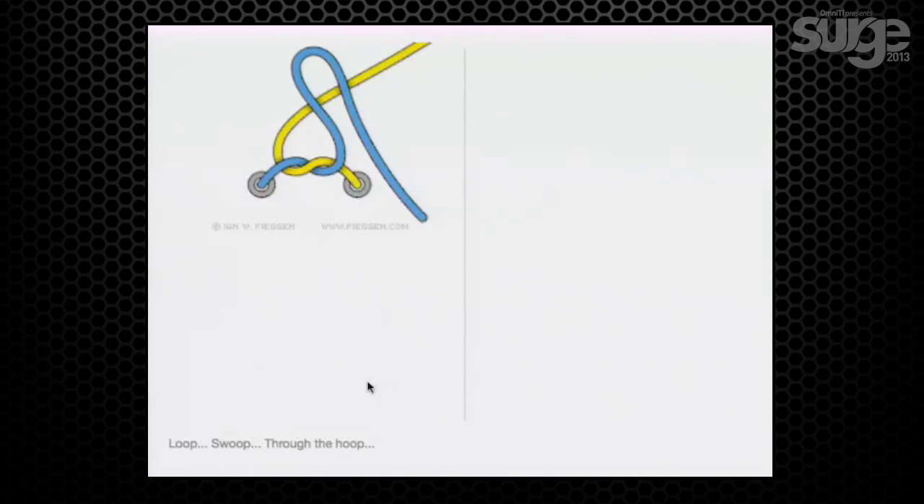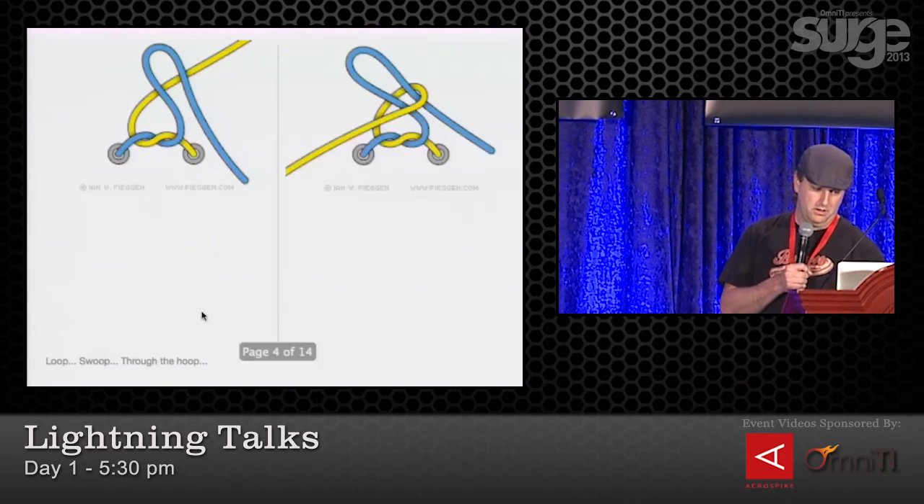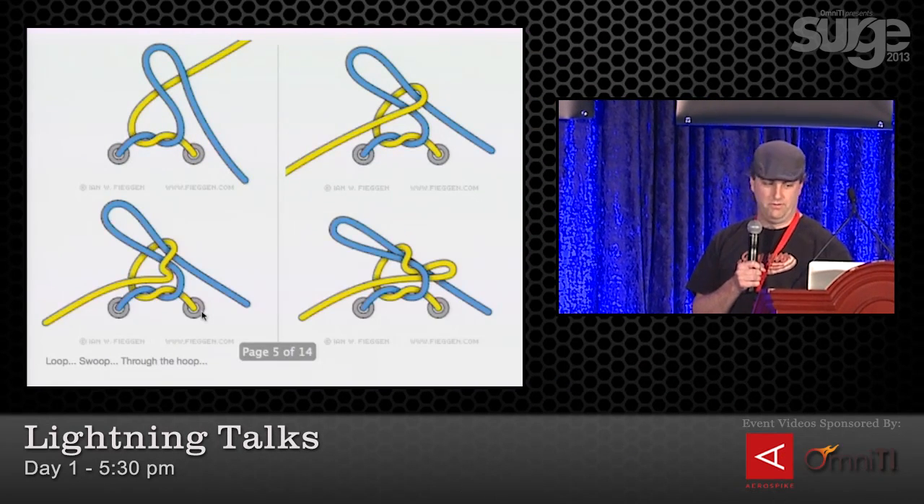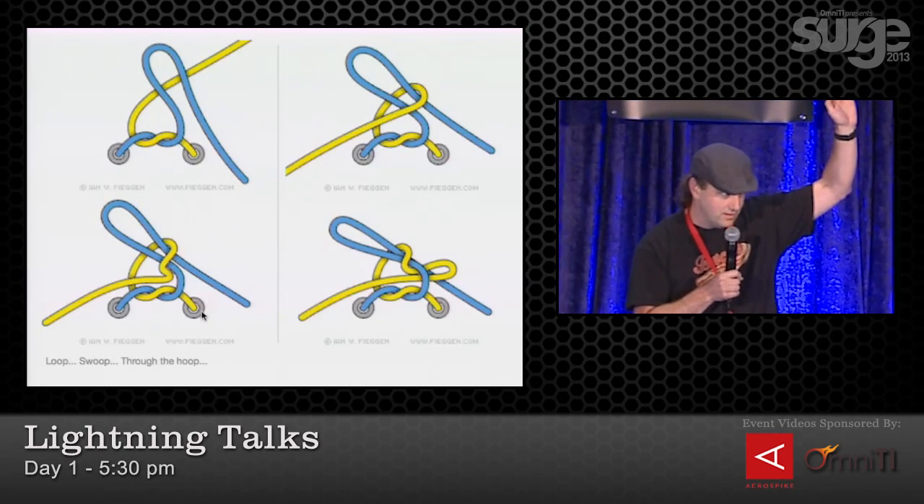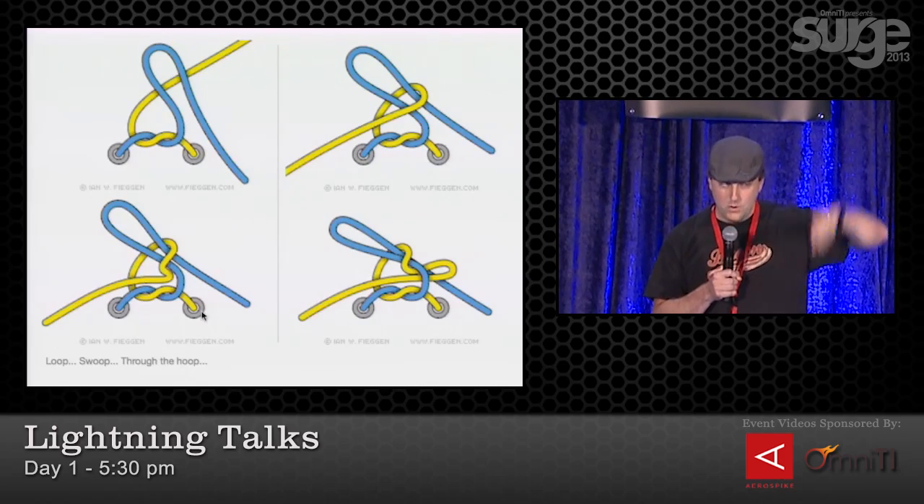So this is the way people learn to tie their shoes, right? You have loop, swoop, and then you have through the hoop, right? Everybody, who ties their shoes this way? Great. Who doesn't tie their shoes this way? And who doesn't do bunny ears? You don't do bunny ears. All right, okay, good.